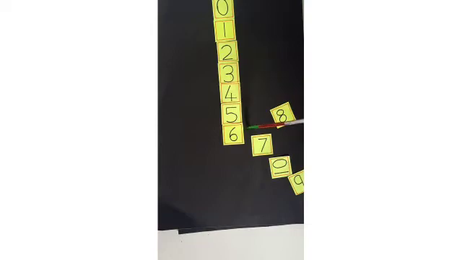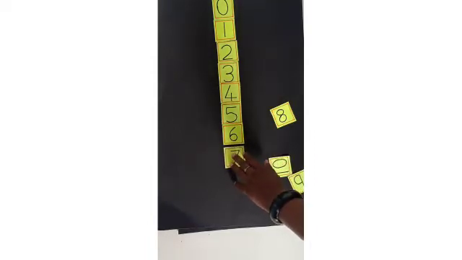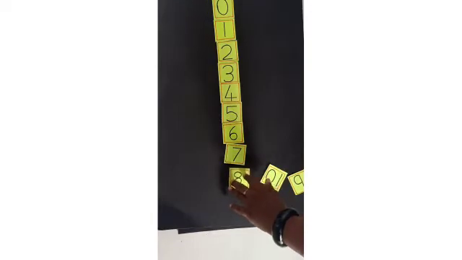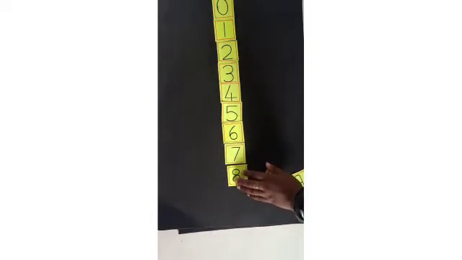Now after 6, which number will come? Number 7, right? And here is number 7. So we will place it below number 6. Now after number 7, which number comes? Number 8. So here is number 8. So we will place it below number 7 like this.